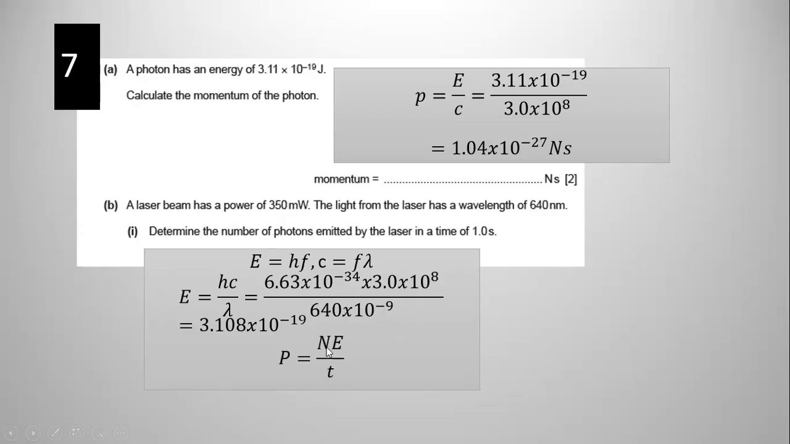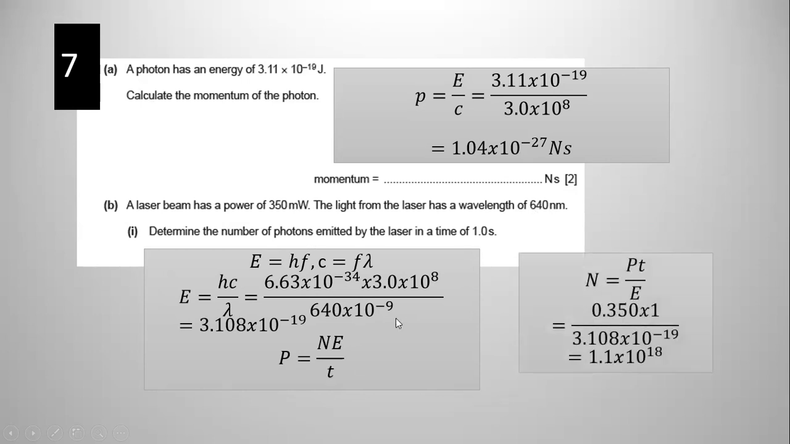Then P equals NE over T. Right? And to find N, cross multiply: PT over E. P change to SI unit. T is 1 second. And then E as your unit. Okay.